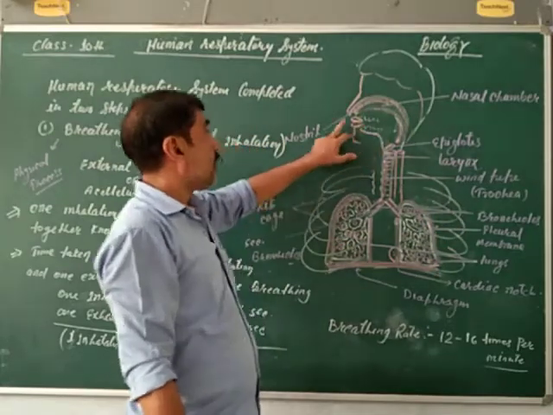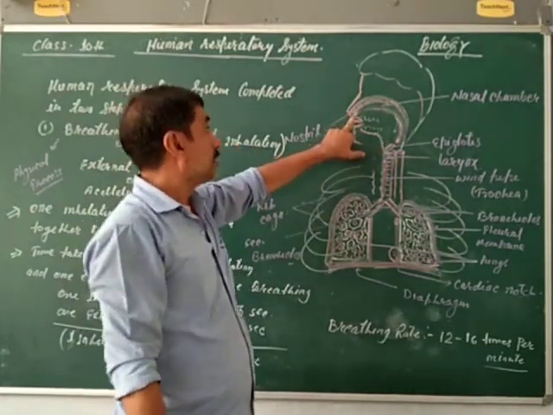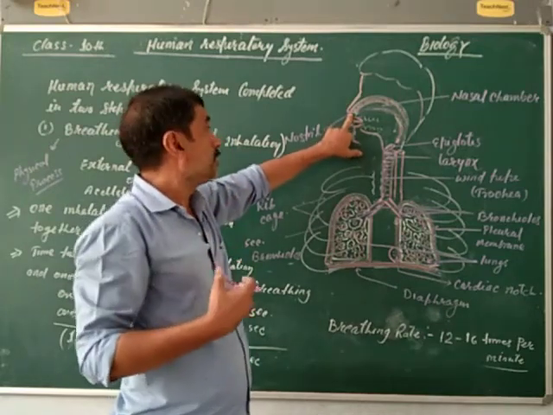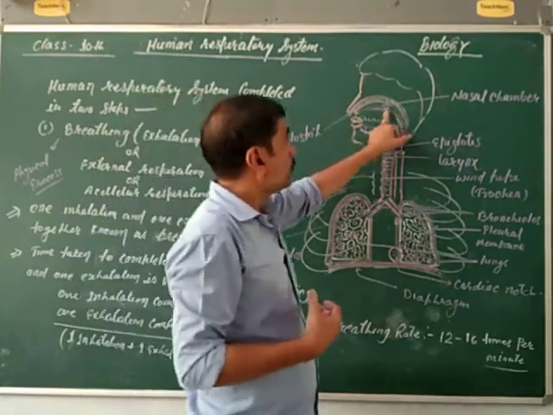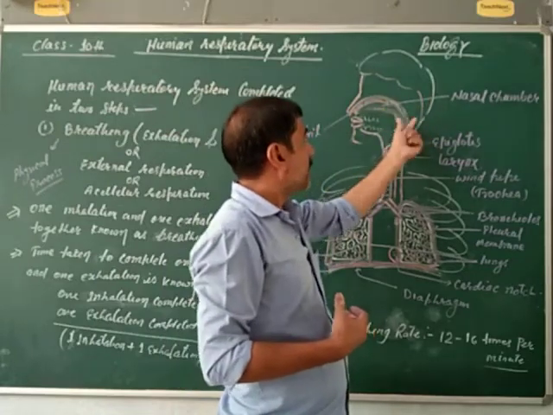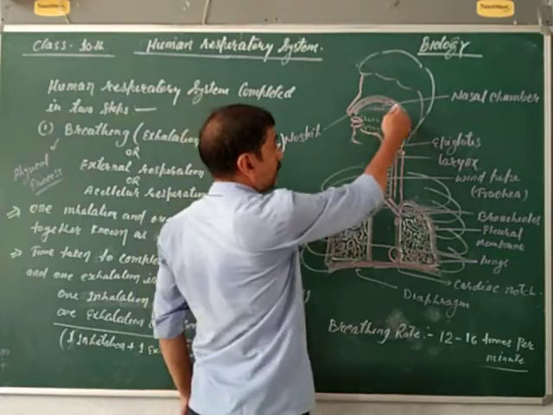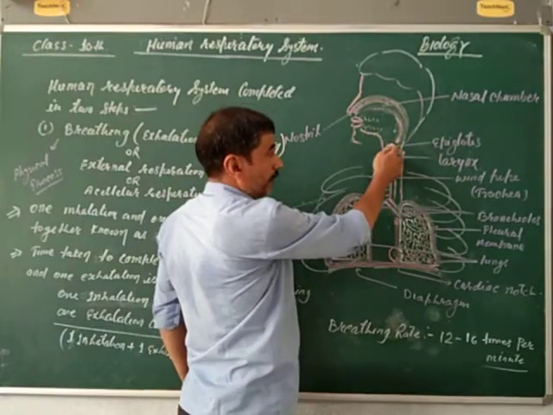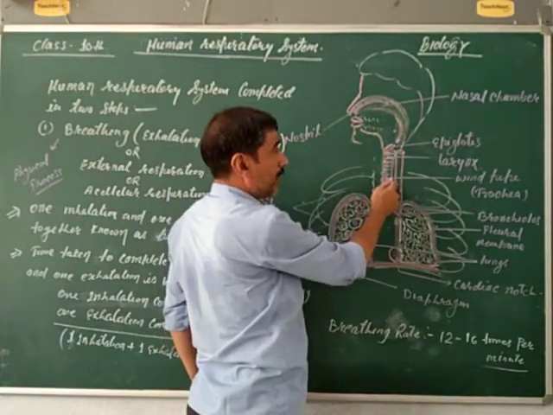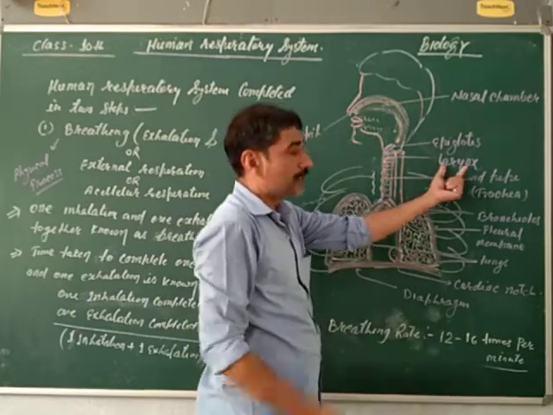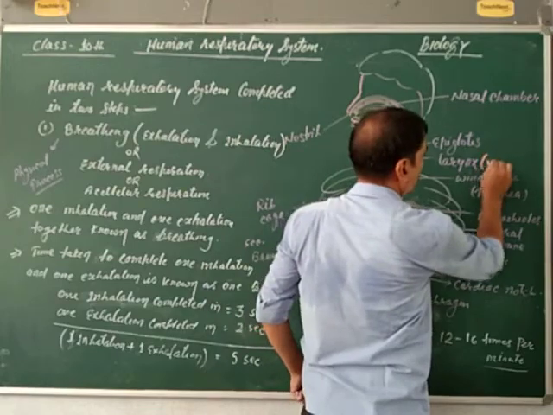First, this is the nostril. The nostril is the opening through which air can enter our body. It opens into a broad chamber-like structure called the nasal chamber. The nasal chamber opens into the windpipe or trachea, which opens to the larynx. This is the voice box.